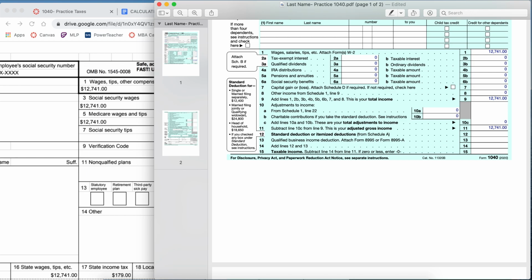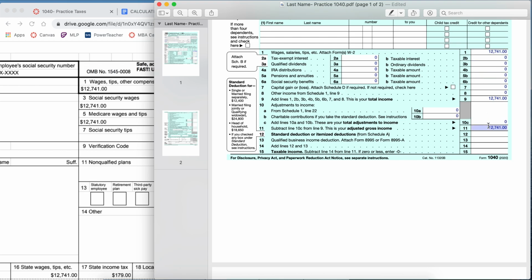And then 12, we get to that trickier part of our deductions. We know that she is a dependent, so we know we have two options. We have to look at the number in line 9 or line 1, and we're going to determine, is this greater than or less than 12,400?